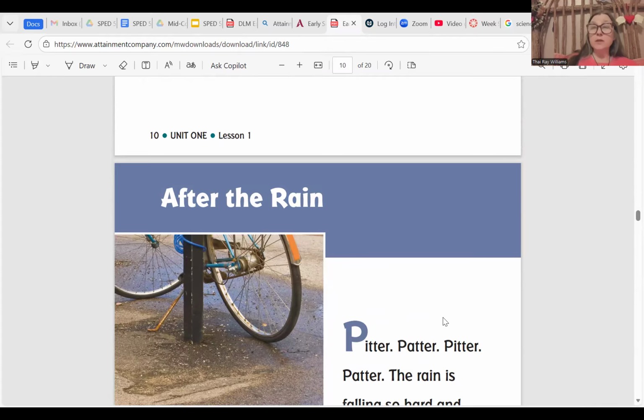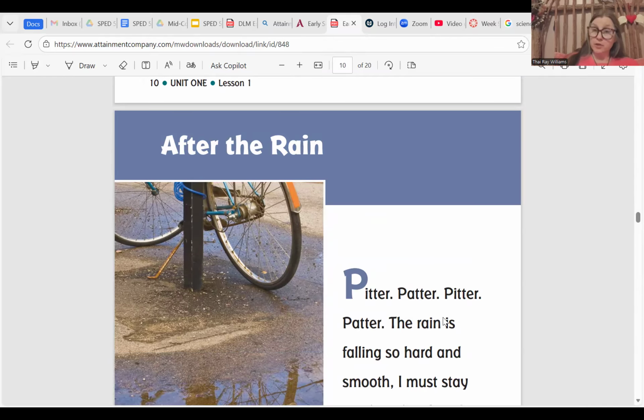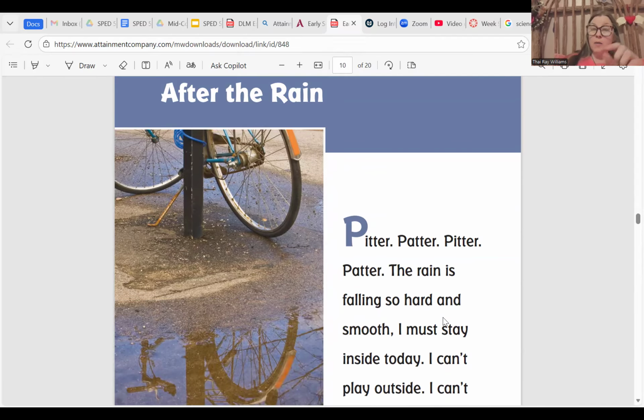And so this one looks different because it's not picture supported within the actual text, but it has illustrations to help support students' understanding. So let's look at After the Rain.